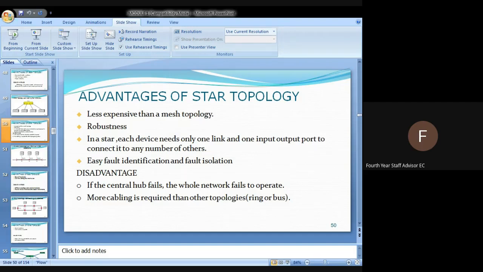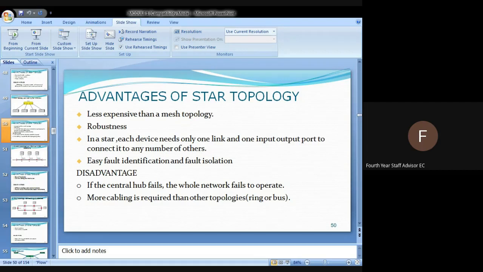And comparing the cables, more cabling is required than in other topologies. When you compare with mesh, the amount of cabling required is less. But when you compare with other types of topology, which we are yet to discuss, like ring or bus topology, the number of cables required here is more. So these are the two types of topology.